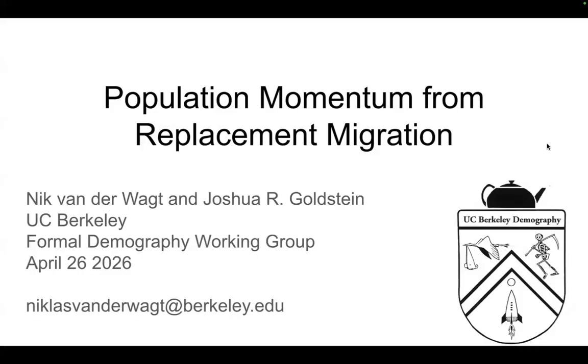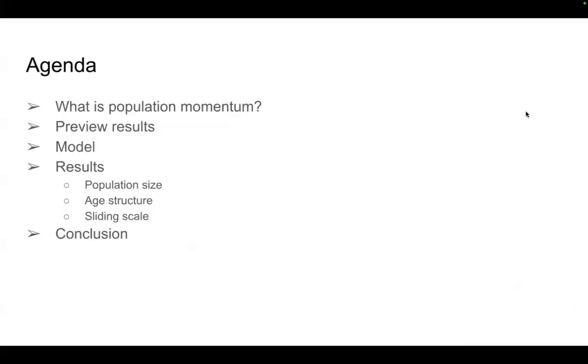Okay, so with that out of the way, I will get into it. I'll talk about the agenda for a moment. First, I'm going to spend a little bit of time talking about what population momentum is, even though I'm sure most people here have heard of it or know it intimately. It'll be good to have a refresher and look at the classic case that Keyfitz laid out with a fertility transition. That sets the stage for the main comparison, the centerpiece of this talk, which is a replacement migration scenario.